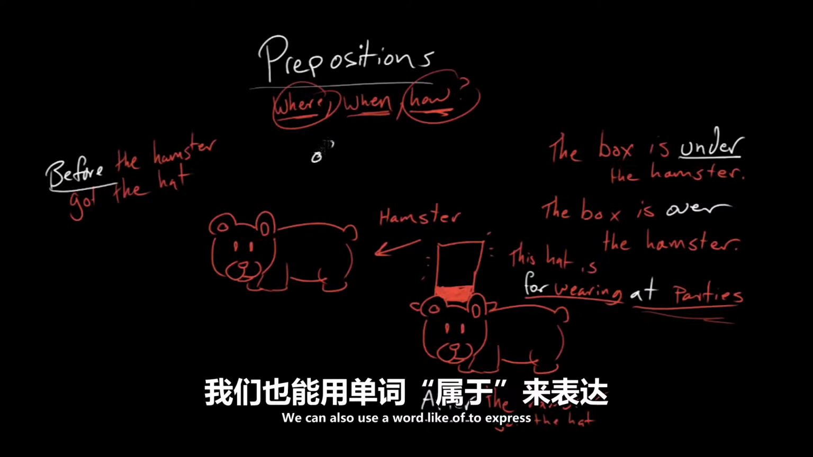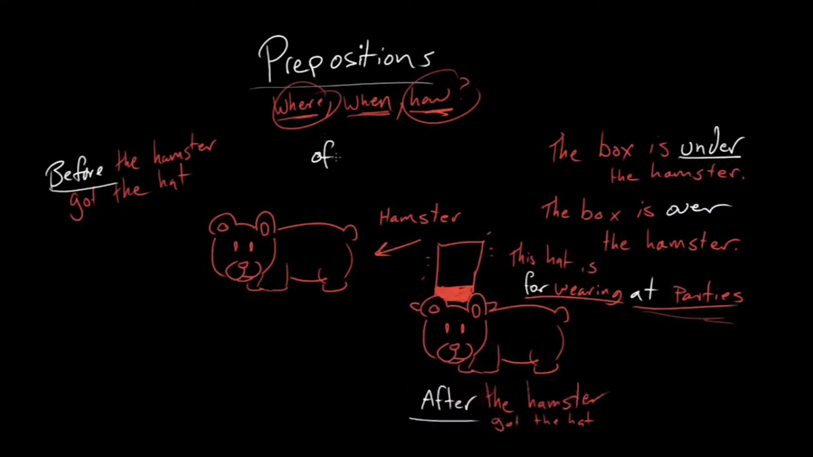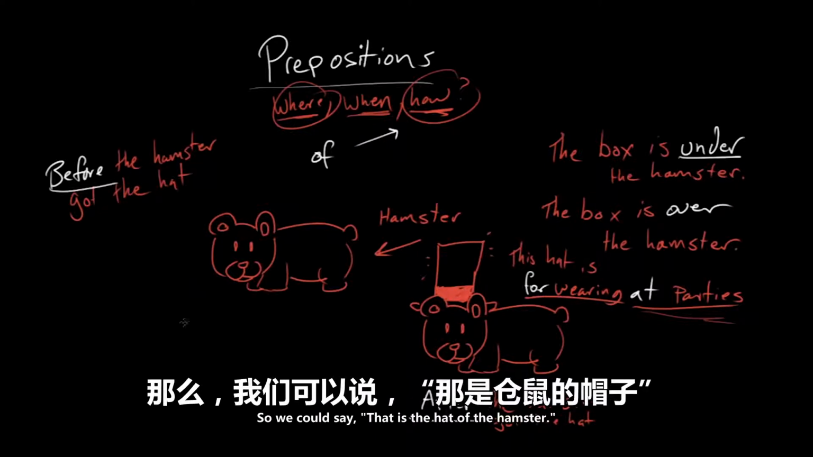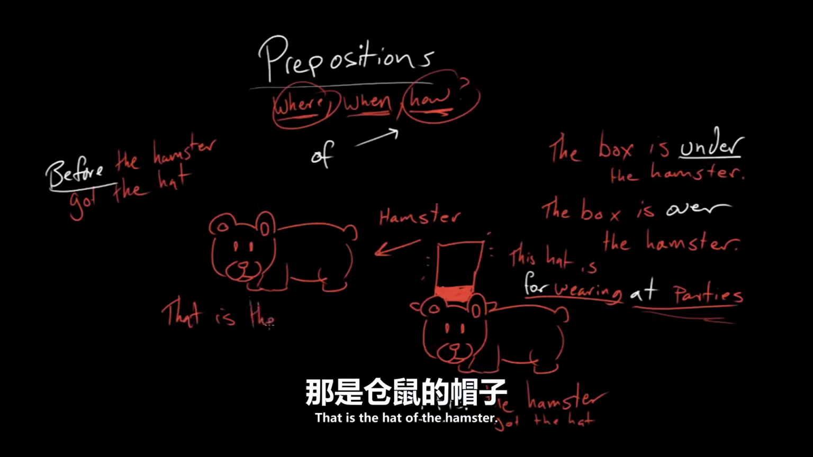We can also use a word like of to express the how relationship. And that's just sort of to say what belongs to whom. So we could say, that is the hat of the hamster. That is the hat of the hamster.